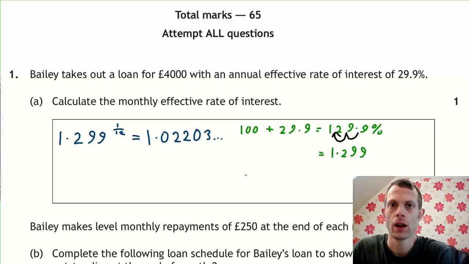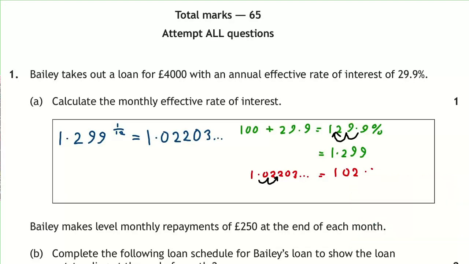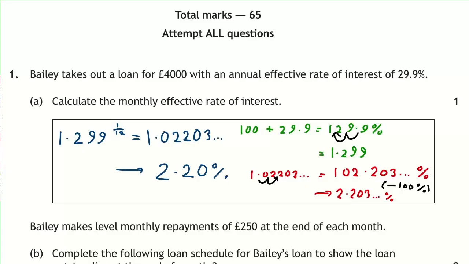1.0220, and so on. Then we change this back into a percentage by reversing the steps. Now we multiply by 100 and we get 102.203%. Finally take away 100 and the final answer is 2.20%. Now you have the option in this question of using more decimal places if you want to, and that would make the following questions more accurate, although in this case rounding to 2.20 is fine.